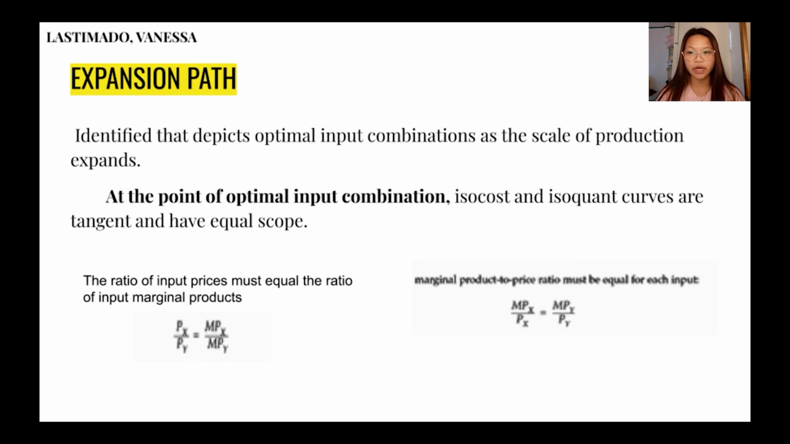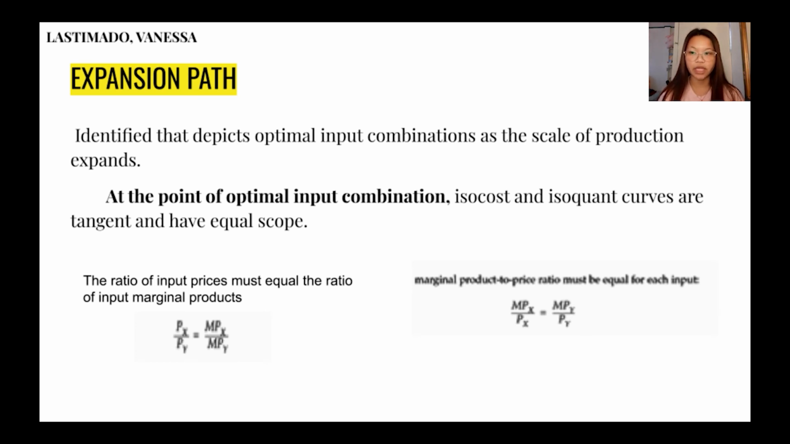equals the marginal rate of technical substitution of one input factor for another when the quantity of production is held constant. So therefore, for optimal input combinations, the ratio of input prices must equal the ratio of input marginal products, and the expression would be P sub X over P sub Y equals MP sub X over MP sub Y.